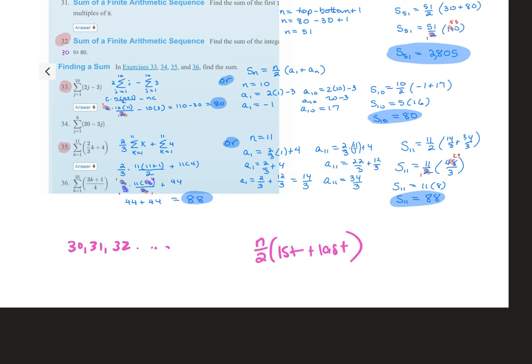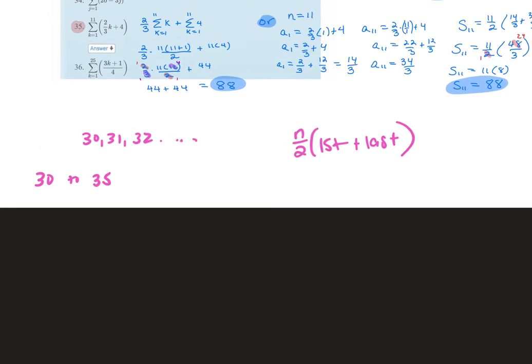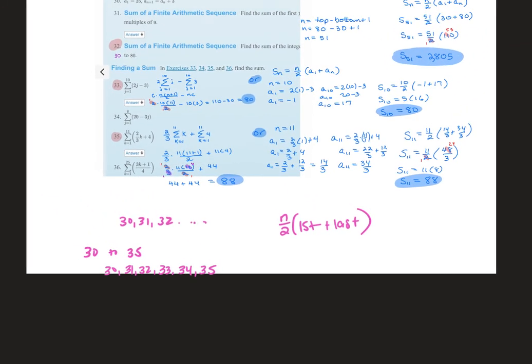There's 51. So if I counted from 30, let's just do 30 to 35 to see how it works, right? It would be 30, then 31, then 32, then 33. I didn't even have to go that high, but 34 and then 35. Count how many there are. There's 6 of them because you have to count the first one, right? So there's actually 51 terms here. So then it's 51 over 2. The first one is 30. The last one is 80.